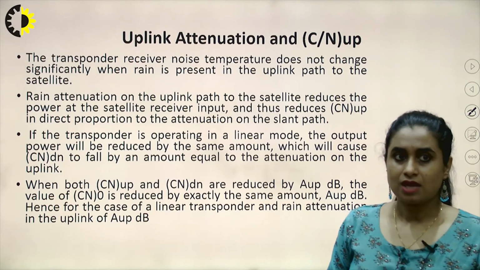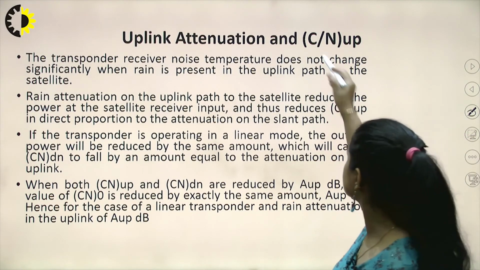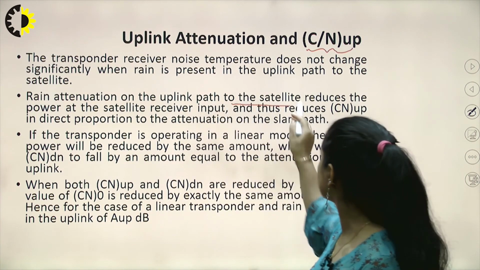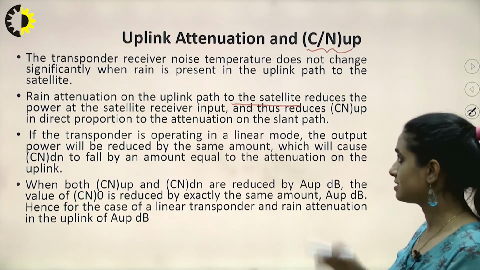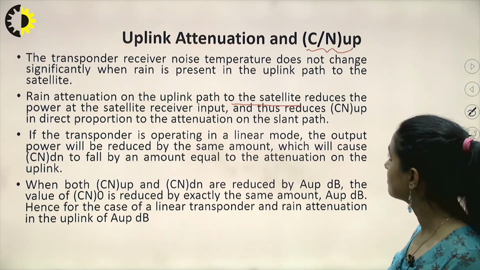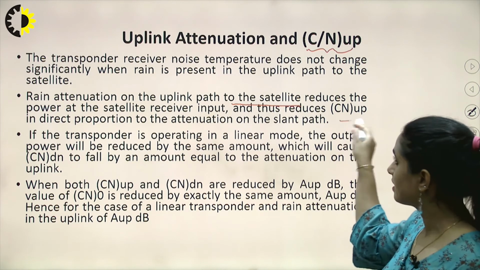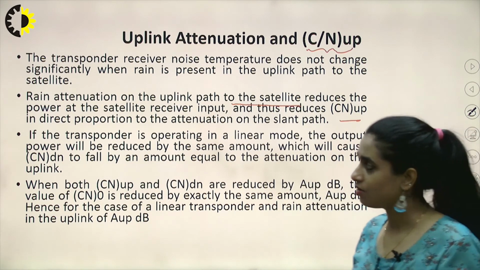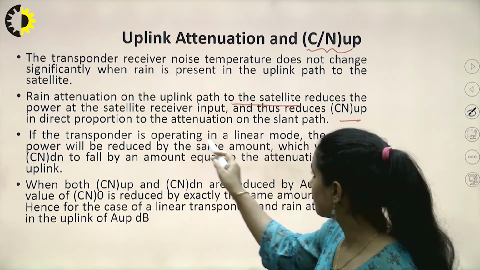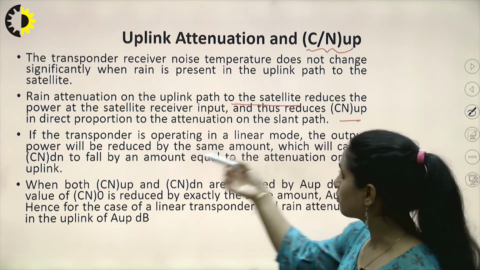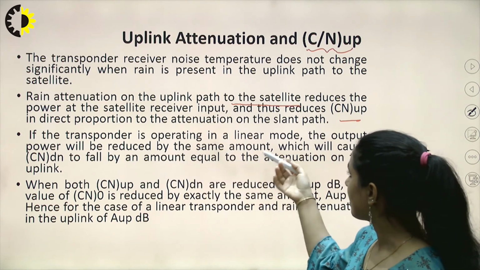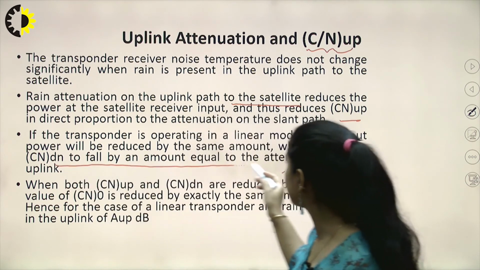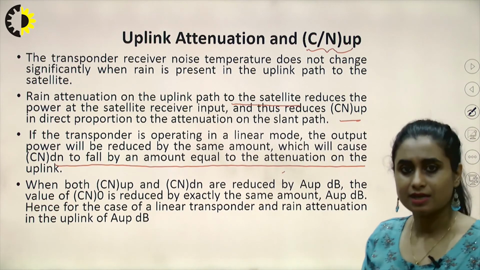So if we talk about uplink attenuation, C2N up, rain attenuation on the uplink path reduces the power at the satellite receiver input, thus reducing the uplink C2N in direct proportion to the attenuation on the slant path. Let's see in the equation how it affects. If the transponder is operating in a linear mode, the output power will be reduced by the same amount, which will cause C2N down to fall by an amount equal to the attenuation on the uplink, right?